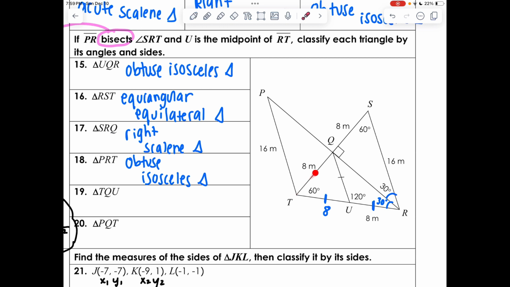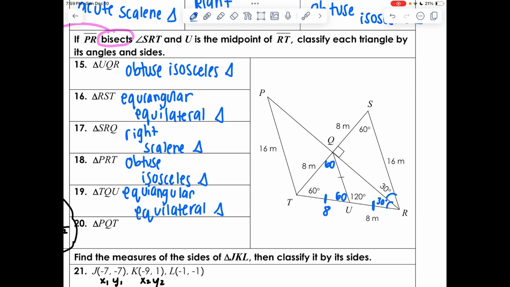TQU, right here. Okay, so that's going to be equilateral and equiangular again. Because see how this is 120? The whole thing is 180, isn't it? Because it makes a straight line. A straight line is 180, which means this also has to be 60. And that means this has to be 60 because 60 plus 60 plus 60 is 180, and a triangle has to add up to 180, right? So we know it's going to be an equiangular, equilateral triangle.